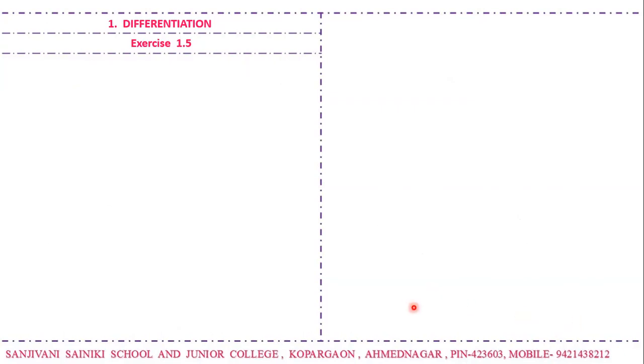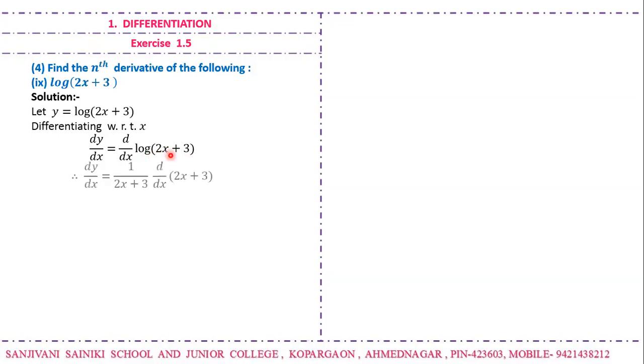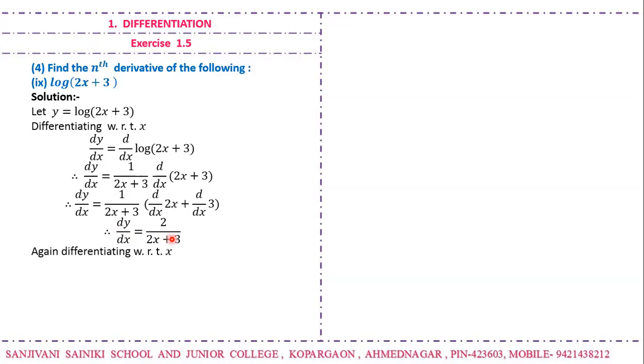Now the second example is log of 2x plus 3. So y is equal to log of 2x plus 3. Differentiate with respect to x, dy by dx is equal to d by dx of log of 2x plus 3. So log of f of x, its derivative is 1 upon f of x into f dash of x. The derivative f dash of x is only 2. So 2 upon 2x plus 3 is the derivative.